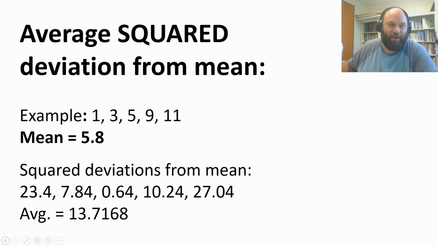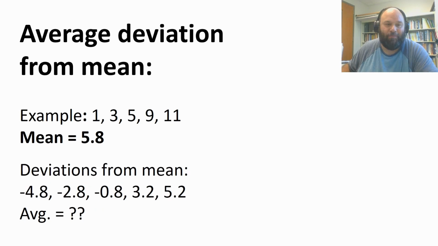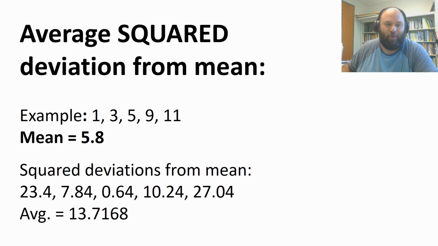Draw your attention down to the squared deviation from the mean at the bottom of the screen. We square the negative 4.8, we get 23.4. The next deviation is negative 2.8. If we square that, we get 7.84, and so on. So we found how far each is from the mean and squared them, and now when we average, we get something. There's one last annoying challenge, though.